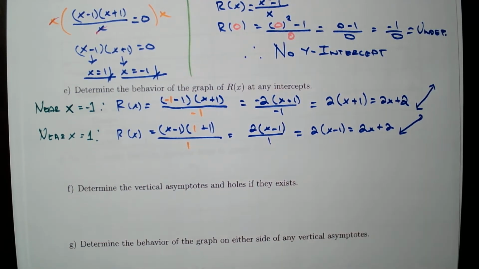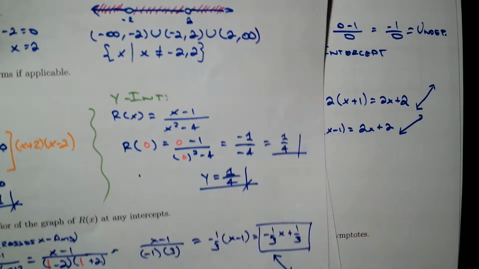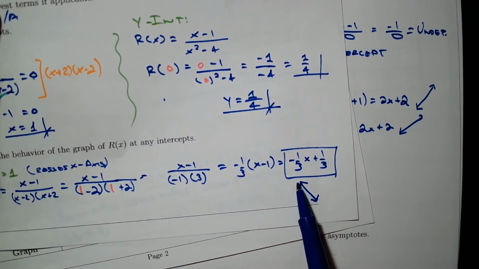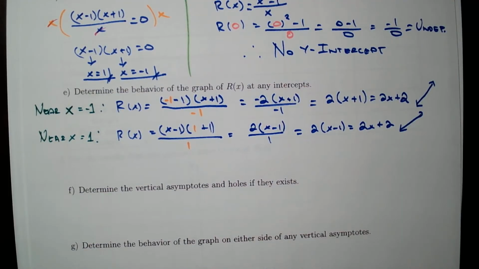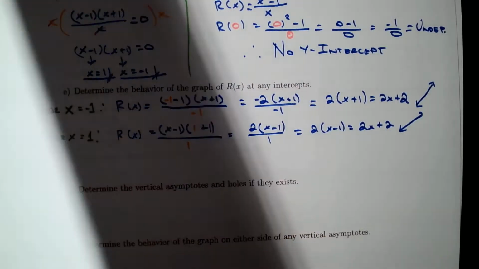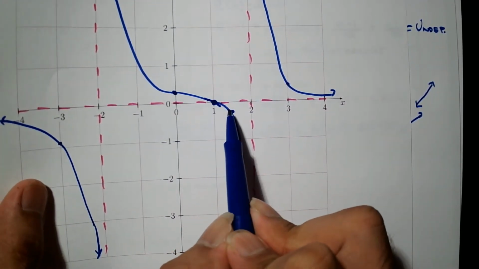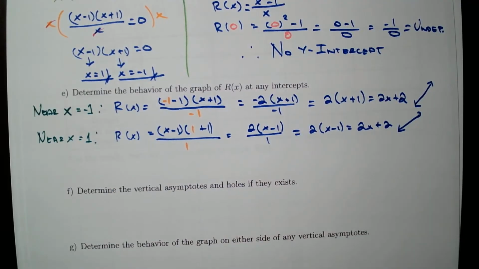As opposed to the previous example, if you recall, we got negative 1/3 x plus 1/3. In that case, it went from positive to negative. If you observe the graph of that function, just so you can see the contrast here, it went from positive to negative. So we're going to have the reverse in this case.